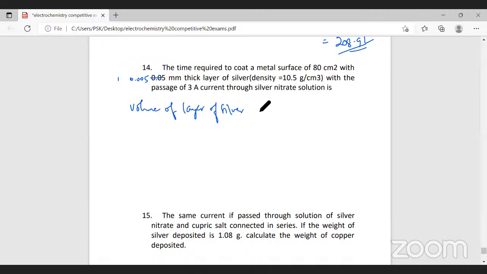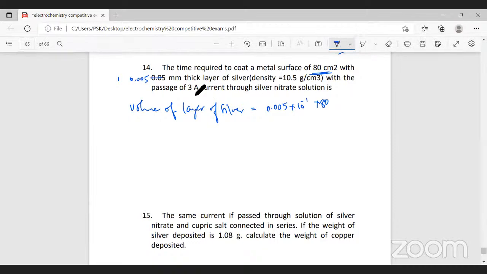Volume of the layer of silver is thickness, which they've given as 0.005, into the area, which they've given as 80 centimeters. The surface area is 80 into 10 to the power minus 1 into 80. See, it's in millimeters, so converting into centimeters, you will get 0.04 centimeter cube.